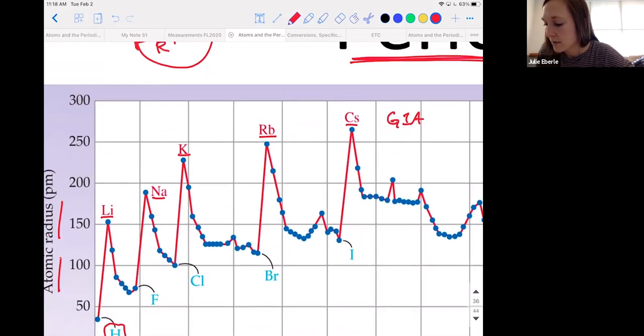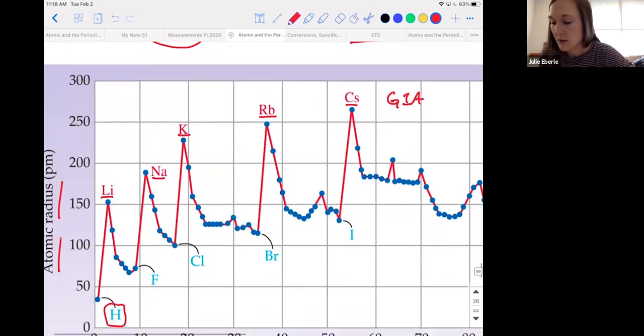So what does that mean? All of these tend to have a larger atomic radius. Okay, they're bigger. They're some of the biggest elements on the periodic table. Okay, which elements are at the bottom of each dip? Minus hydrogen. What elements are these that I just underlined? They are the group 7A, right? So these down here are the halogens.